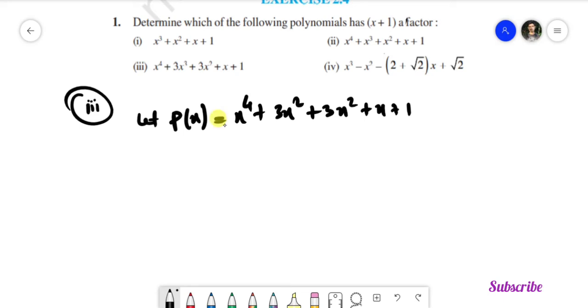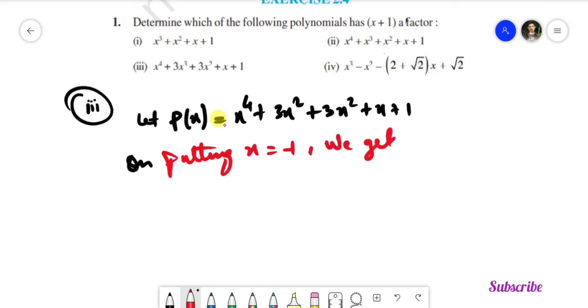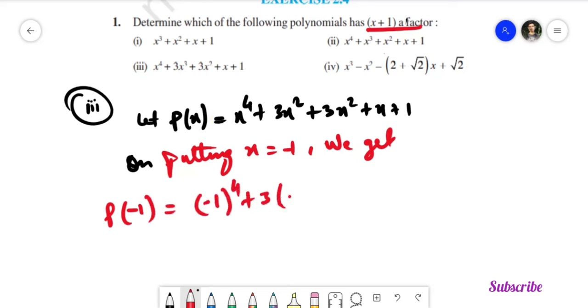We'll just say on putting x is equal to minus 1, we get. I hope you know about this one because I already explained above. I've already explained this one, so I'm not explaining again because we have the same question for all of these. So we'll just say, then we'll write p of minus 1 to the power 4, 3 minus 1 square. Okay, this is cube, I guess, because 2 square can't be there.